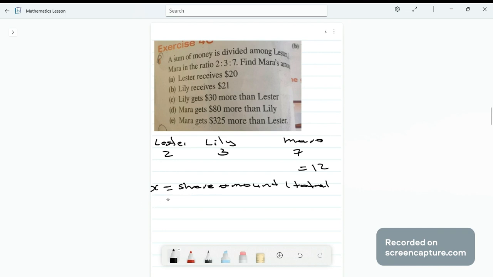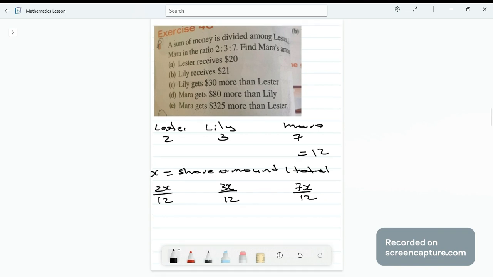What we need to do now is use the criteria it gives us. It says Lily gets $30 more than Lester. So if X is the amount, Lester got 2 times X divided by the sum of the ratio, which is 12. Lily got 3 times X divided by 12. And Mara got 7 times X divided by 12. What we're doing is 7 times whatever the amount of money is, divided by the total sum of the ratio.